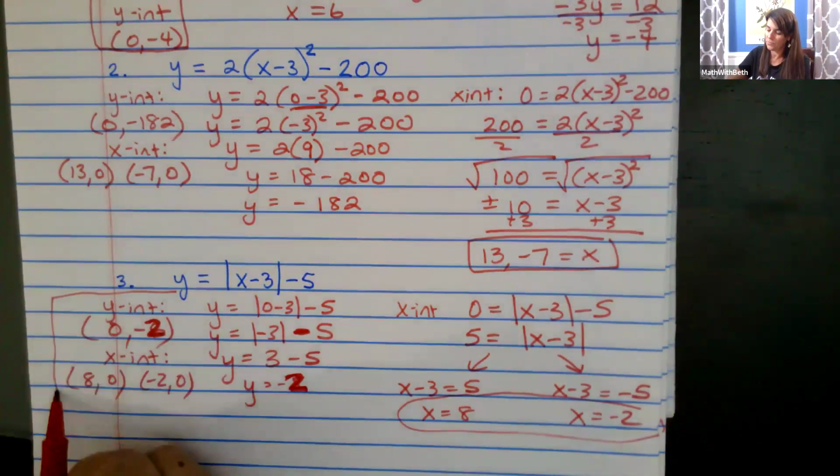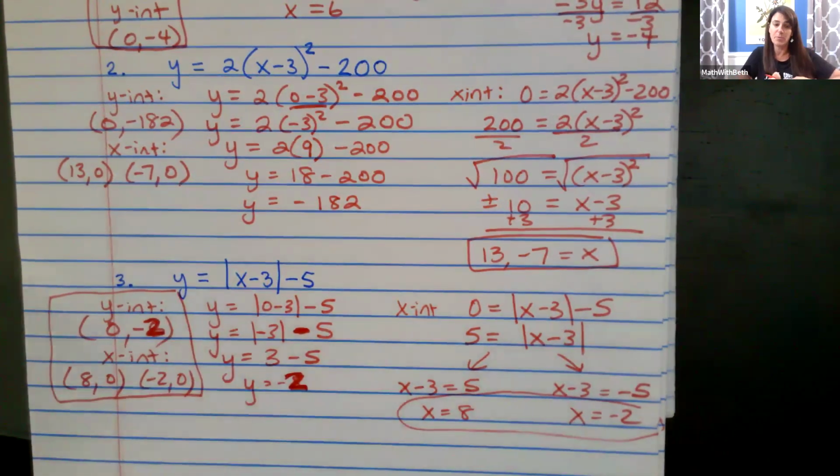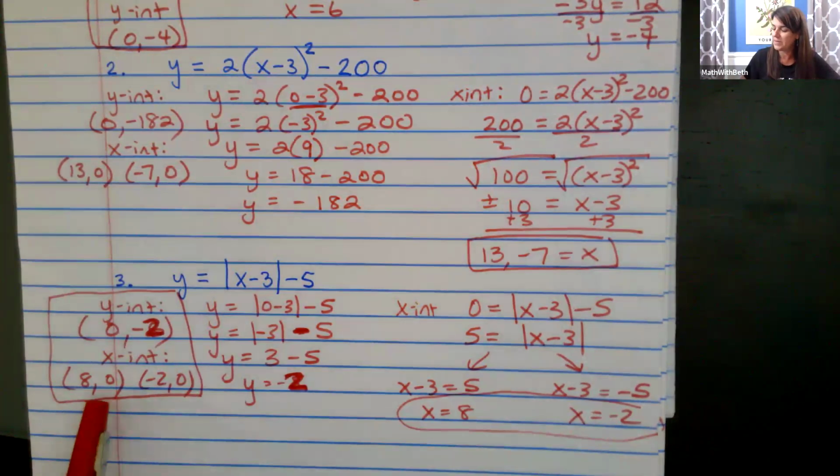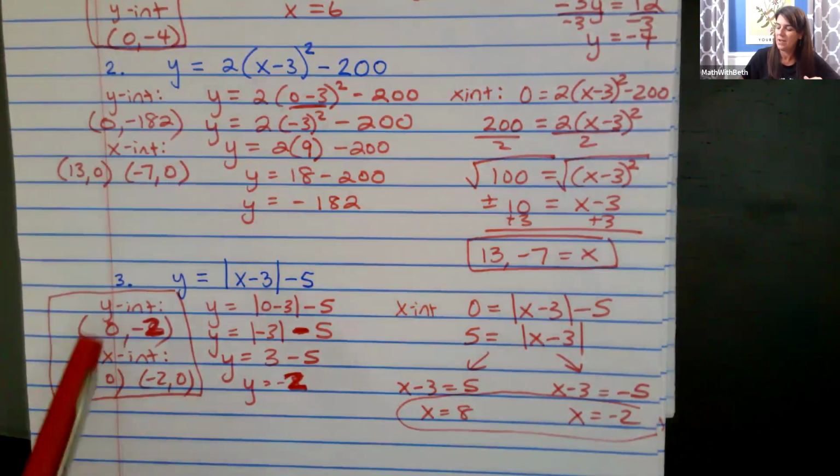So make sure your x and y intercepts are always written out as separate points, and they should always have a 0 for the opposite variable. So x-intercepts should always have 0 for the y value, and y-intercepts should always have 0 for the x value.